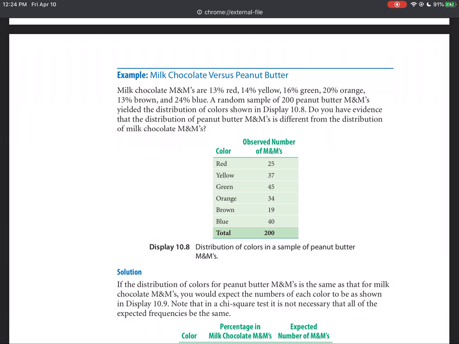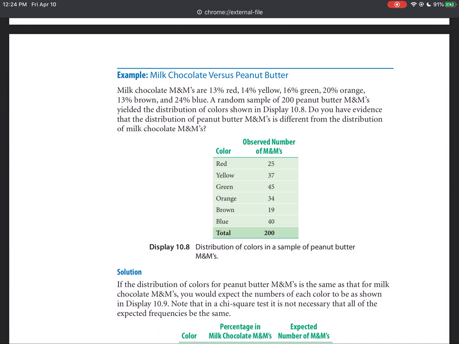All right? So here's what we're told about the M&Ms. Milk chocolate M&Ms are supposed to be 13% red, 14% yellow, 16% green, 20% orange, 13% brown, and 24% blue. They've taken a random sample of 200 peanut butter M&Ms and gotten the following distribution. Now, normally I'd have all this information plugged into the calculator ahead of time, but since this is the first time we're seeing it, I want to show you guys how I would go about doing it.